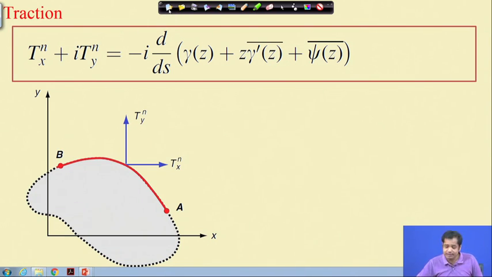This is important because, as I said just now, sometimes we may encounter different problems where the boundary conditions are given either in terms of traction, or in terms of forces or moments. So, how to take those forces and moments and represent them in terms of complex variables, this is an example of that. Okay. So, let us move on.